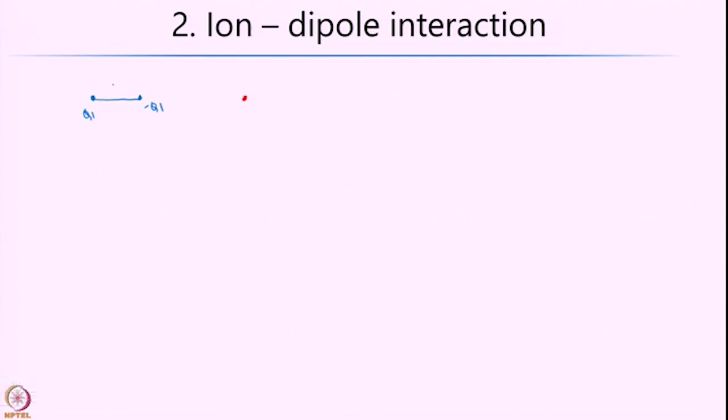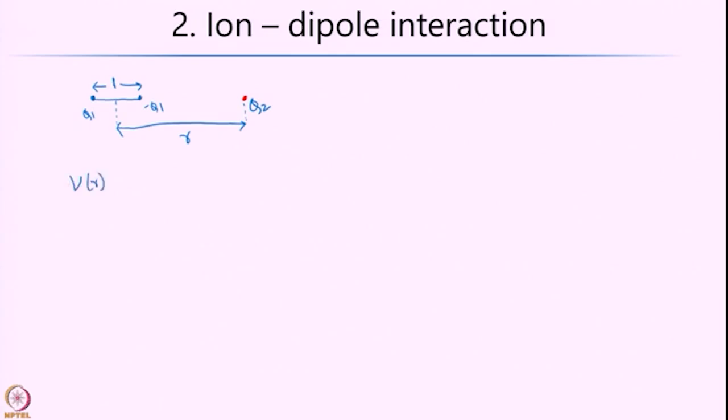So now let's say the distance between the two charges in the dipole is L, and let's call this Q2. And from the center of this dipole to this charge, let's call this distance R. Right? So now what I can do is use the same interaction potential which I showed you previously to look at what would be the form of this interaction potential between an ion and a dipole.